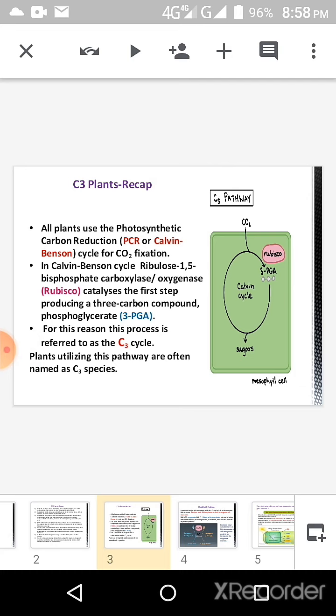Rubisco catalyzes the first step. It adds a carbon molecule to a 5-carbon compound, ribulose 1,5-biphosphate, to form 2 molecules of 3-phosphoglycerate. 3-phosphoglycerate is a 3-carbon compound. For this reason, this process is also known as the C3 cycle.